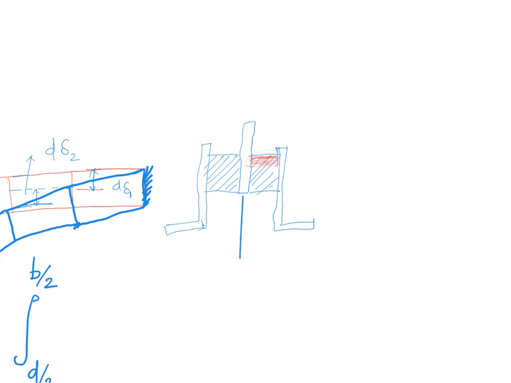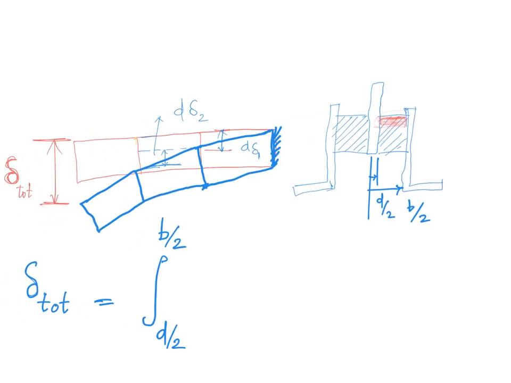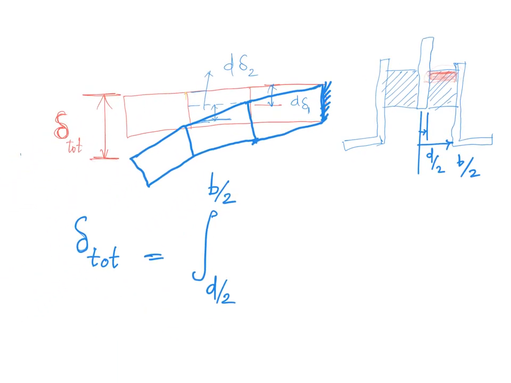From the center to here, it is d by 2, then to here it is b by 2. So we need to compute the small contributions from d by 2 to b by 2. In doing that, what is that contribution? Let's say this is of length dr, because that's a radial dr. Then d delta 1 will be the angle, this particular angle, which is the shear strain. I am calling it gamma dr. So gamma dr will be nothing but your shear stress divided by your modulus of rigidity times dr.